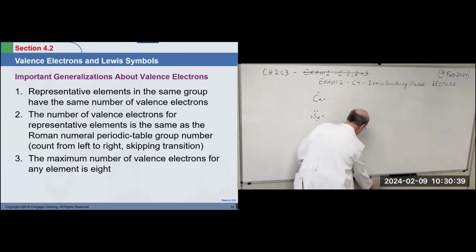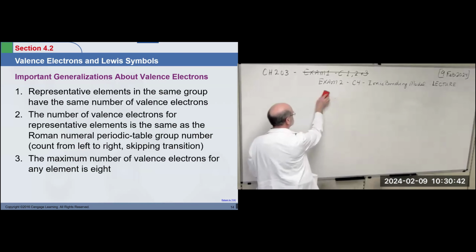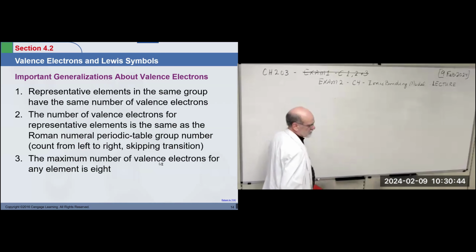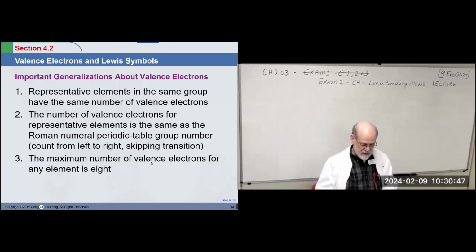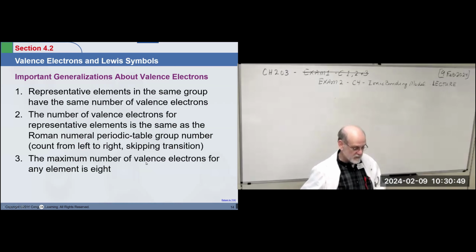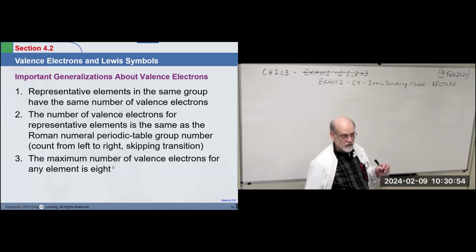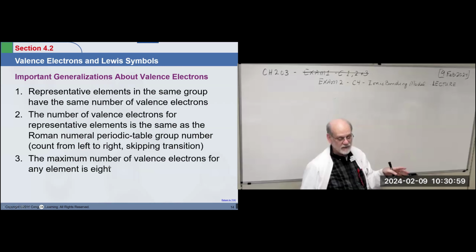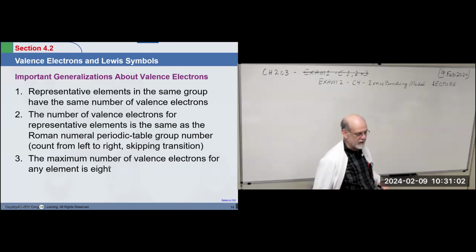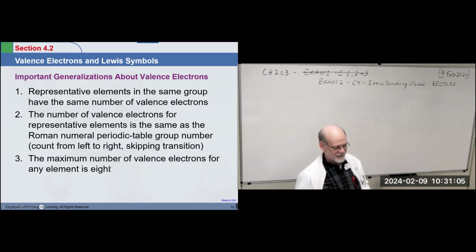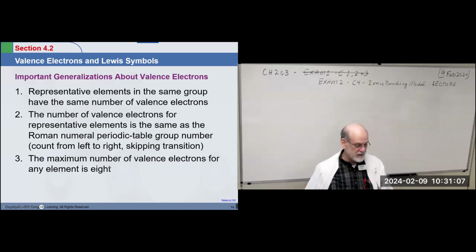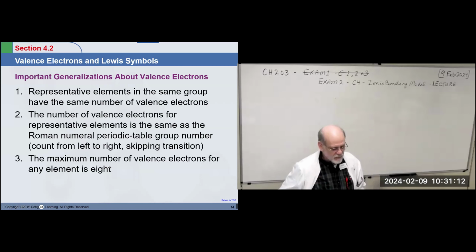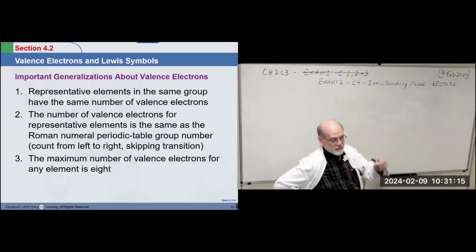Okay, these are just generalizations that can help you with knowing when to use the octet rule and when valence electrons are active. Representative elements. Remember which ones those are? 2 columns on the left, 6 columns on the right. Those are representative elements. Don't ask me where that name came from. Representative what? Well, I guess now they can be representative of the octet rule. They have the same number of valence electrons if they're in the same group, right?